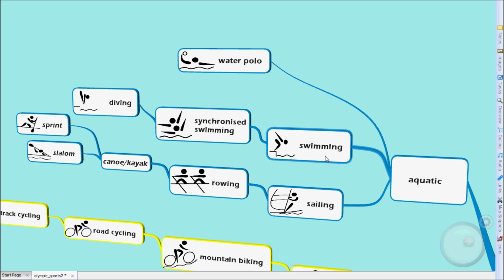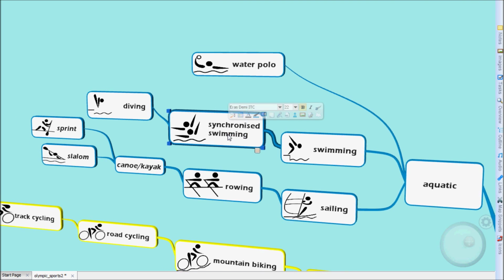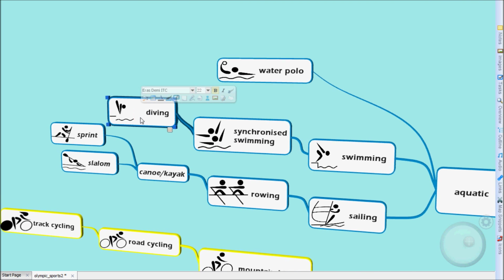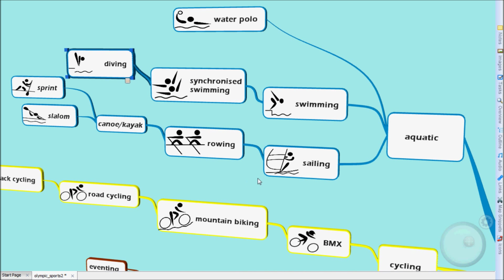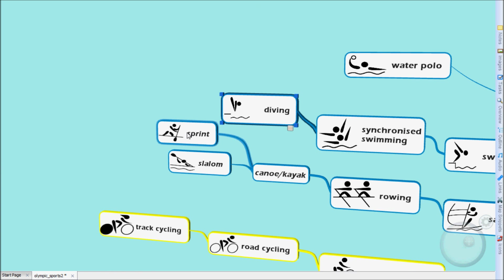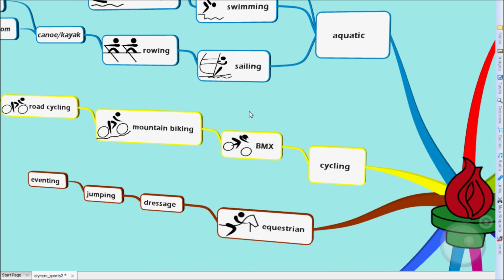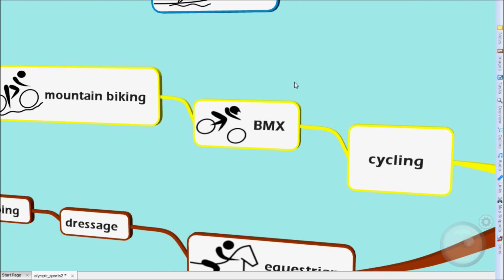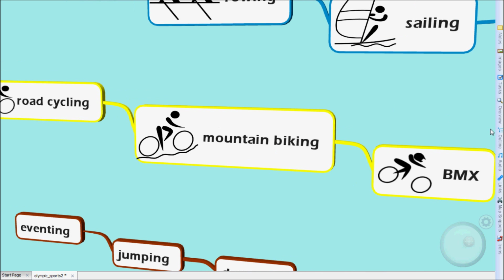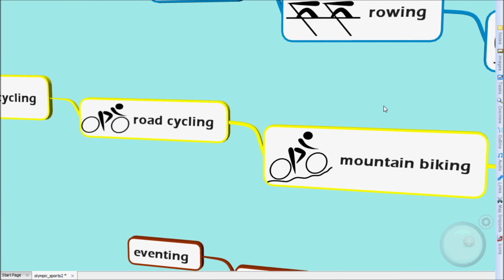So the first one is water polo, and then we have swimming, synchronized swimming, and diving. And then we have ones with boats, so that would be sailing and rowing. And then finally there's canoe and kayaking, which have two disciplines, sprint and slalom. Over to cycling. There are four main categories there, and that's BMX, mountain biking, road cycling, and track cycling.